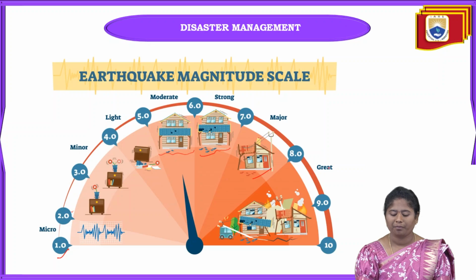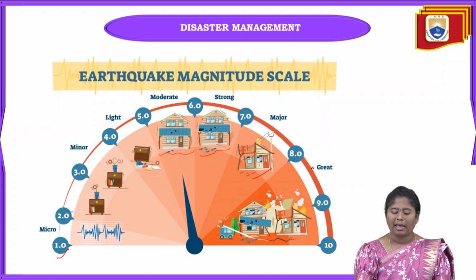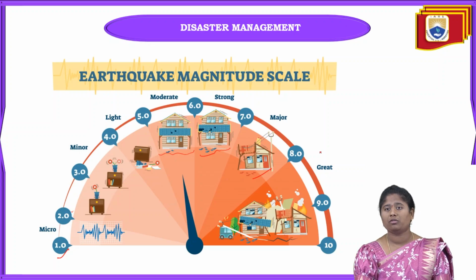Next are 8, 9, and 10, which we call great earthquakes. Why? Because 7 is already a very big earthquake, with overall property loss and so much human loss. But 8, 9, 10 is the great earthquake, because at that magnitude there will be so much disturbance to the overall region. Property loss, ecosystem loss, and human loss will be there. We are going to lose so much infrastructure at 8, 9, 10 magnitude.